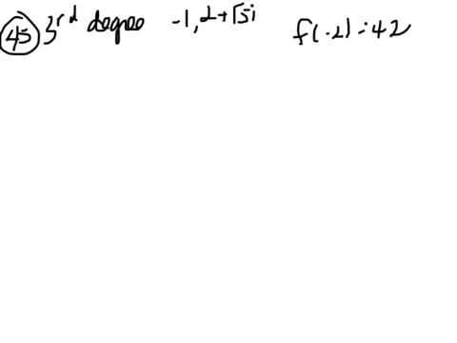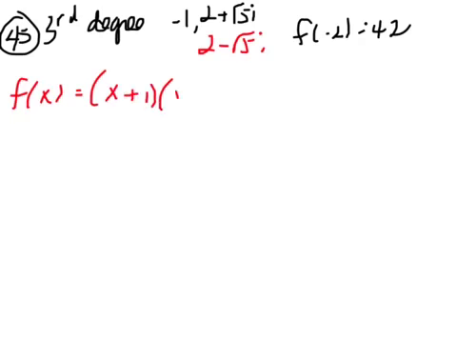All right, if it's third degree and these are my zeros, and I see that I have this 2 plus square root of 5i, I know there's another zero, 2 minus square root of 5i. So if I want to write the function f of x, remember it's x minus the zero, so x minus negative 1 would become x plus 1. And then I'd have x minus 2 plus square root of 5i, and I'd have x minus 2 minus square root of 5i.